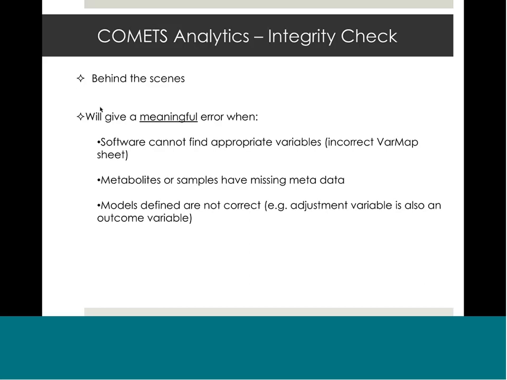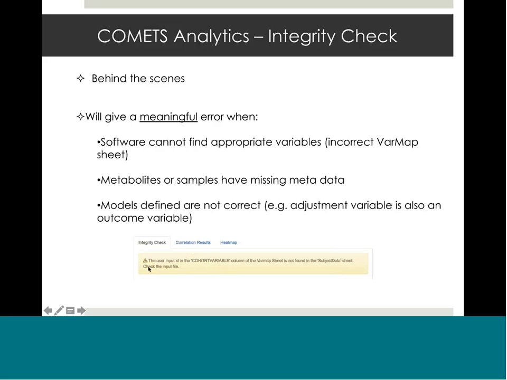If the IDs from your metabolite metadata and from your metabolite abundance data do not match, it's going to throw an error. If the models do not make sense, for example, if you try to incorporate an adjustment variable that is the same as the outcome variable, that's going to give you an error because you cannot do that. So there's a lot of error checking that goes on behind the scenes, and if there is an error, this here, for example, is an error, and this is what it would look like.